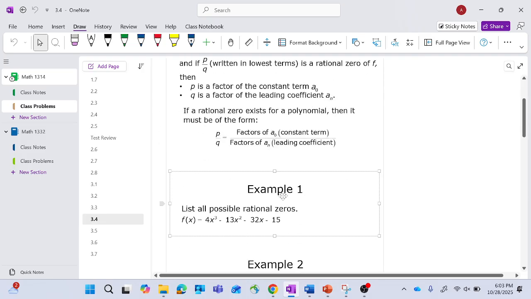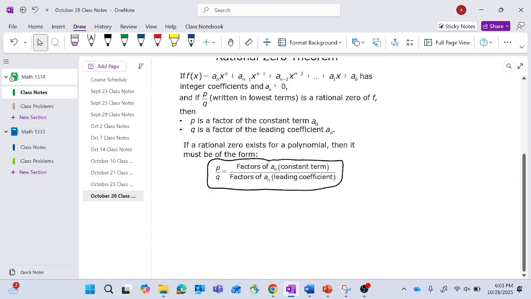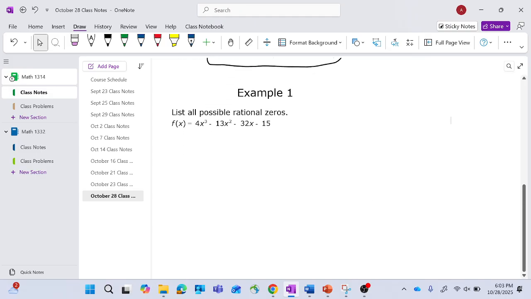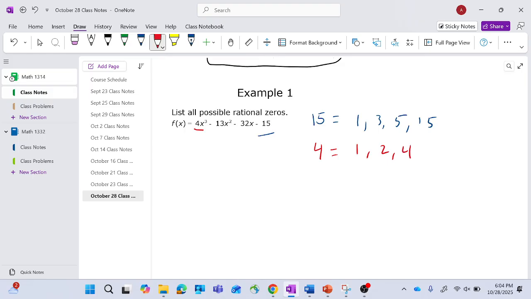All right. So let's see what that actually looks like in practice now. We are going to list all the possible rational zeros. So my rational zeros in this case, remember, it's always going to be factors of the constant, which is 15, over factors of the leading coefficient, which is 4. So the factors of 15, that's 1, 3, 5, and 15. Those are factors of 15. And factors of 4, that's just 1, 2, and 4. Okay?